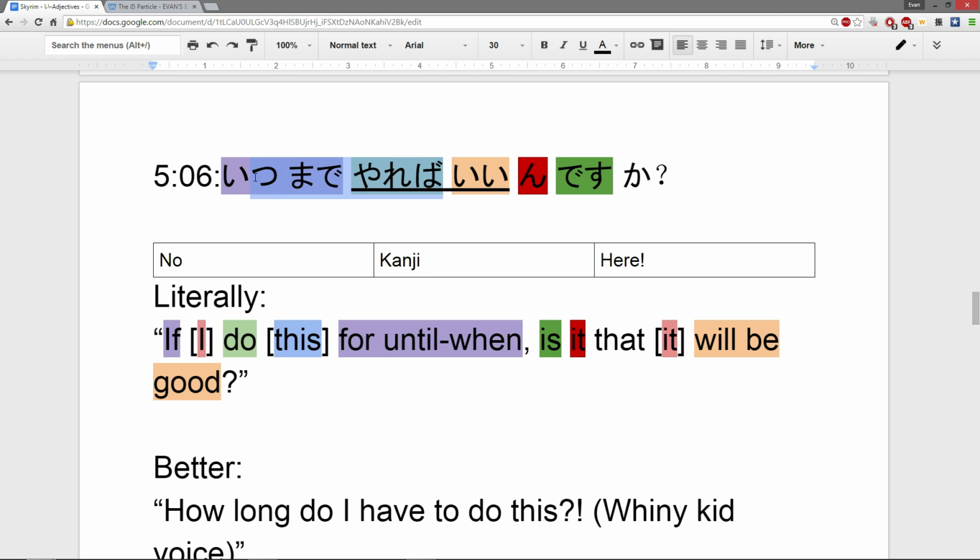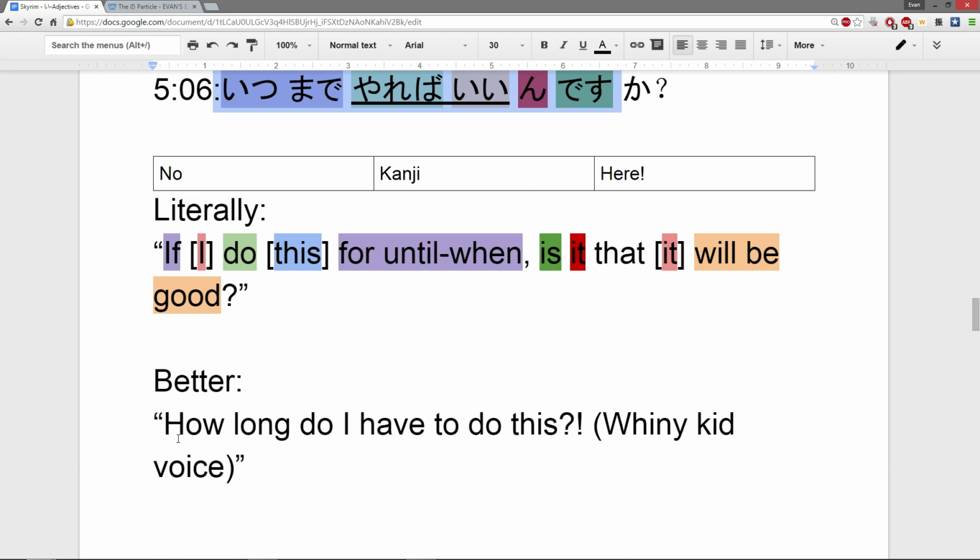With this eba form here, itsumade yareba kind of translates to how long do I have to do this? If I do this for how long, when is it okay? It'll be okay? So if I do this for how long, it'll be okay? If I do this for how long, is it going to be okay? How long do I have to do this? It's a really weird way of saying the sentence, how long do I have to do this? If I do this for a long time, will it be okay? Is what he's saying right there. How long do I have to do this?